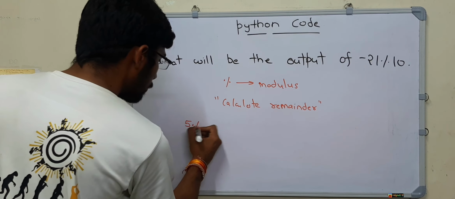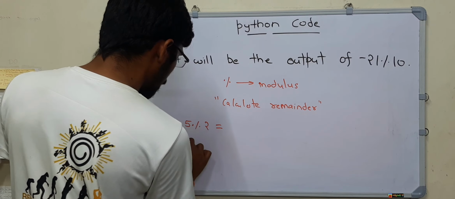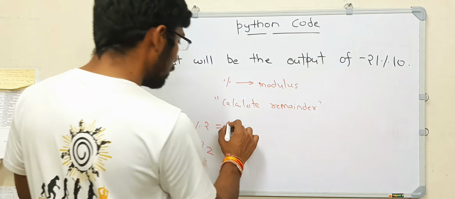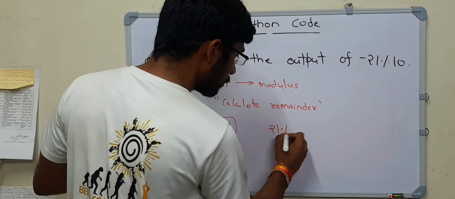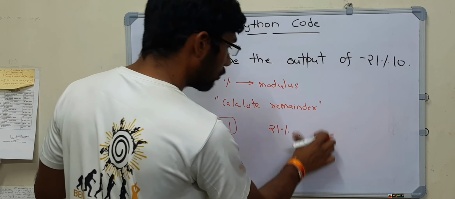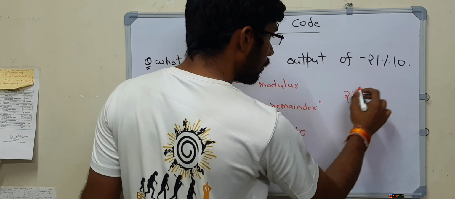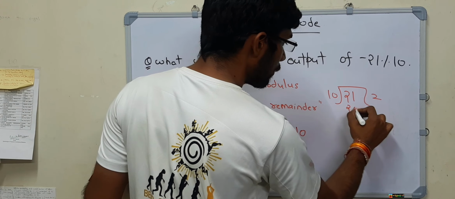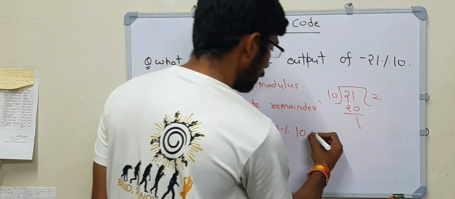So 5 modulus 2 is 5 divided by 2, and I will get 1 as a remainder. So this will give 1. Similarly, I can try a different example, 21 modulus 2 or 21 modulus 10. So 21 is divided by 10. 2 times 10 is 20 and 1 remains. So I will get 1. So the remainder is 1.